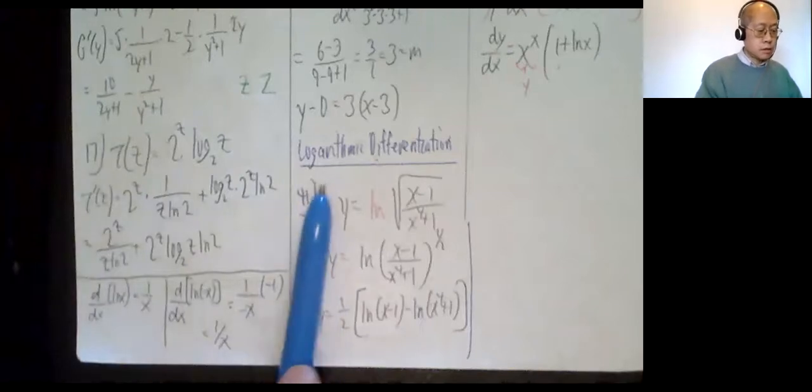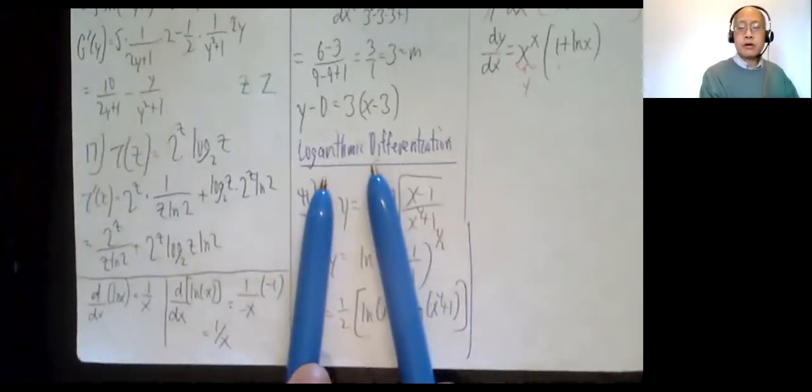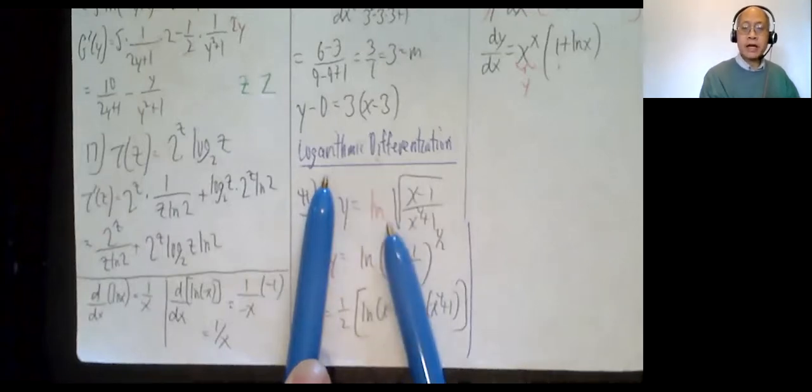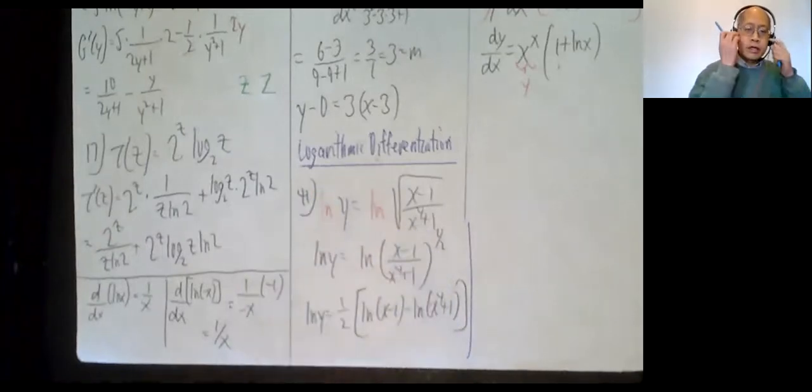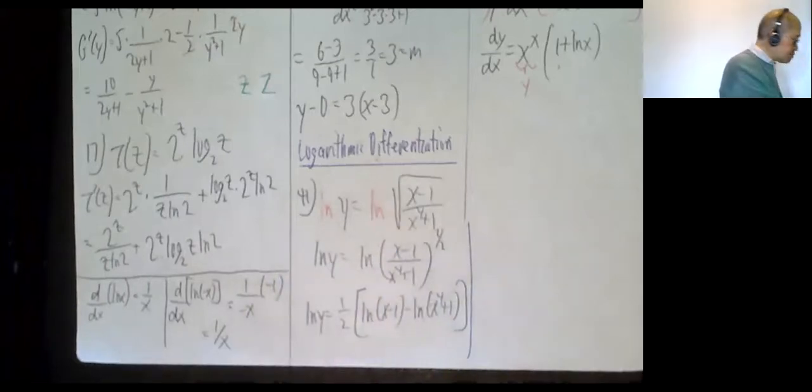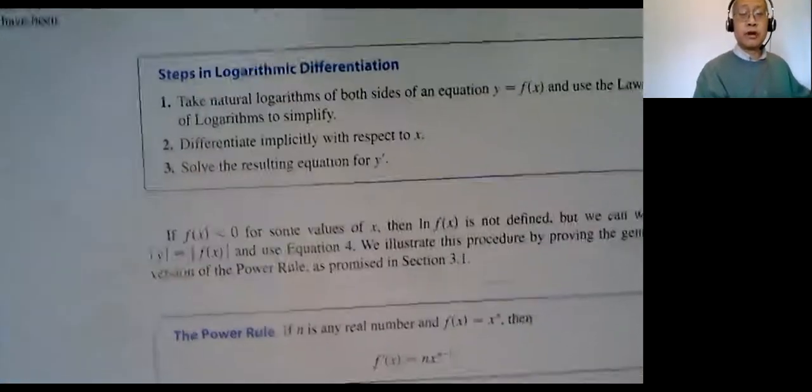Okay, so 41. y equals a real messy square root, x minus 1 over x to the fourth plus 1. So the game I'm playing is, I wish there was an ln in front. Well, put the ln. That's not fair unless you ln both sides. Okay, that is basically step one.